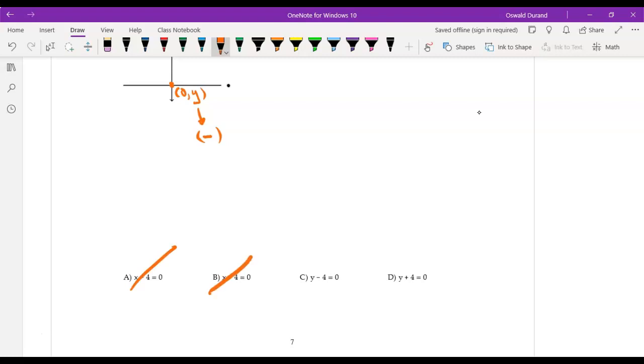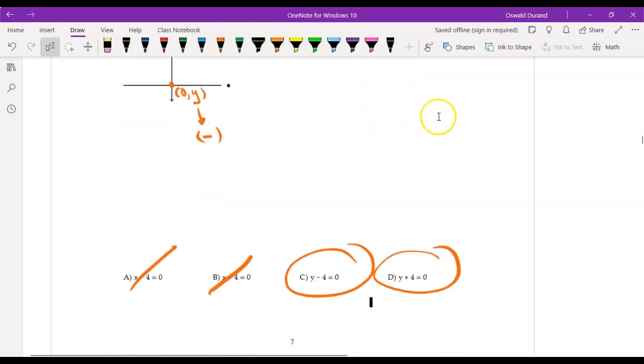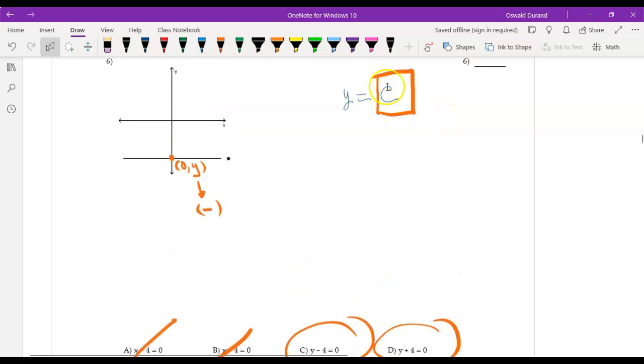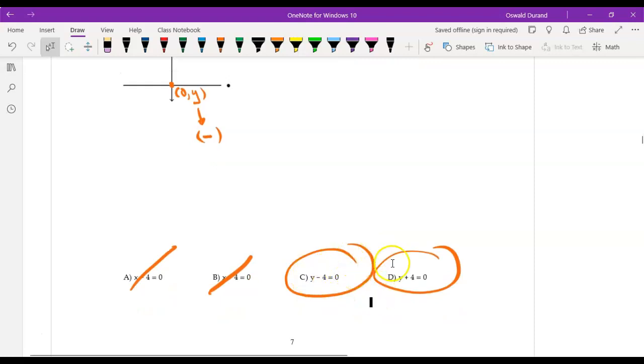So these two are gone. Now we have to decide which one of those two it's going to be. Obviously, I did tell you that the equation is going to be y equal to c. That's the standard form, but it could look like y minus c or y plus c equal to 0, and so on. But if I solve for y, the value on the right side has to be negative. So here, if I solve for y, I get y equal to positive 4. So it's not going to be representative of this line here. So that cannot be this.